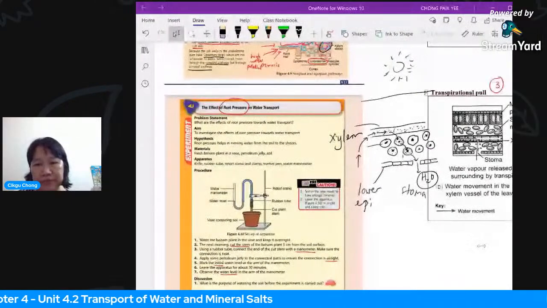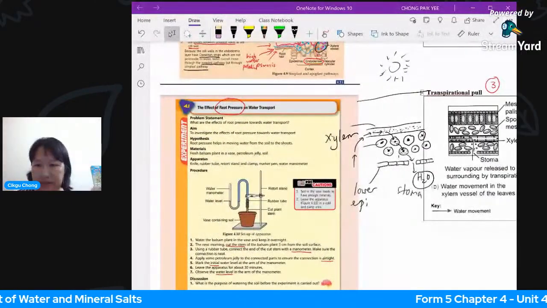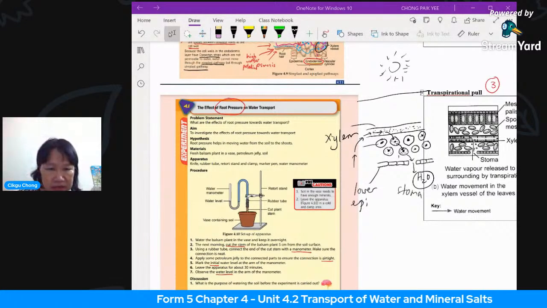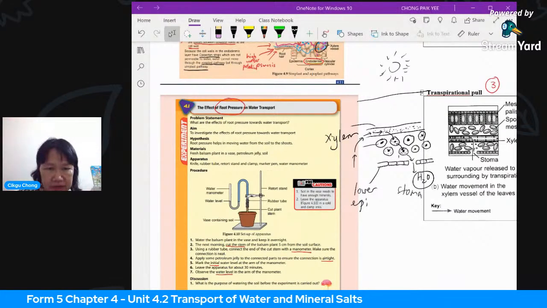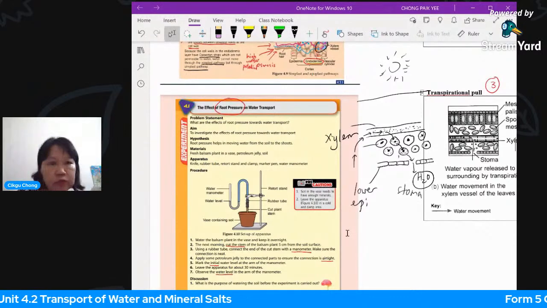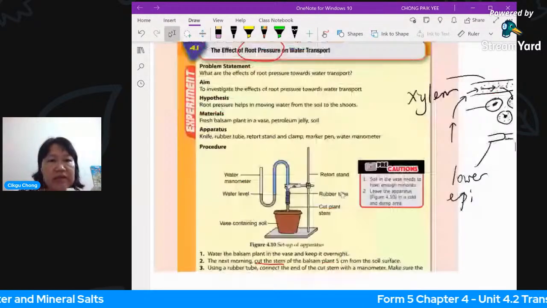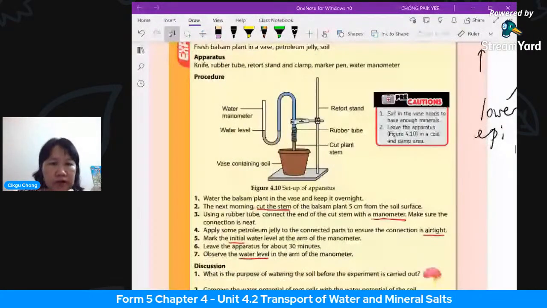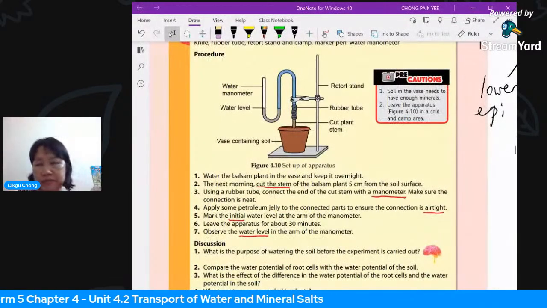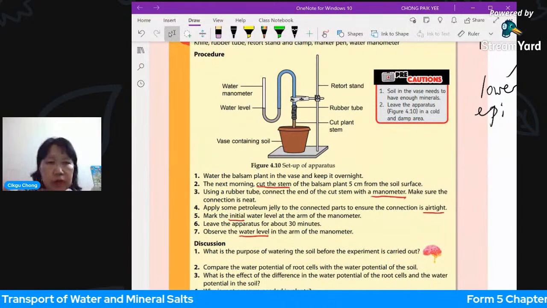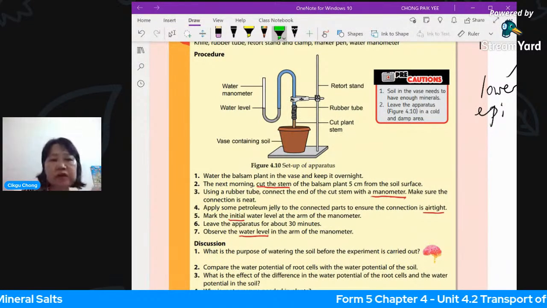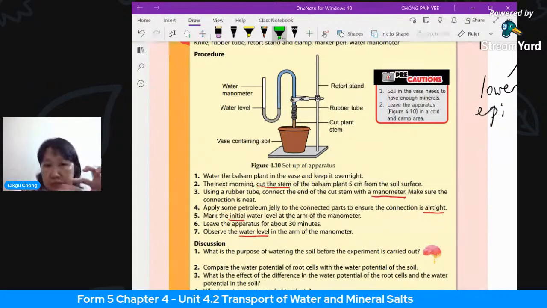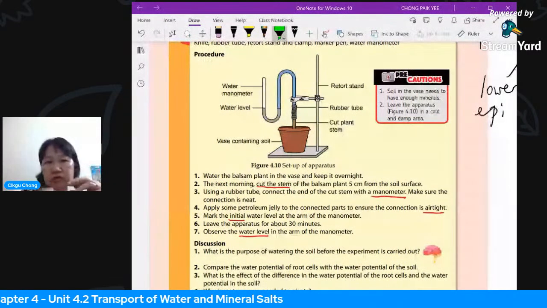Okay, so now let's look at some experiments to highlight root pressure and transpirational pull. Understand? Right. Okay, let's look at the things again. Now, root pressure. Root pressure can be demonstrated if you do this experiment. First of all, the plant has to be well watered. You have to put a lot of water there and make sure the plant is not dehydrated. Then you water the balsam plant and keep it overnight. Then you cut the stem around 5 centimeters from the base. Don't cut it too high because the root pressure is not very strong. So you cut it at the base here.